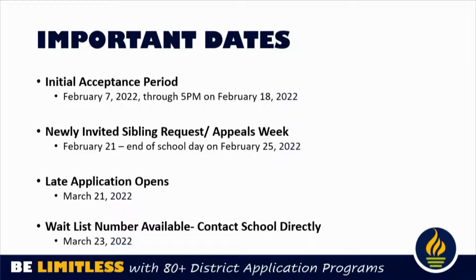The newly invited sibling week, or that appeals week, is February 21st through the end of the school day on February 25th. It's the only time you can claim a newly invited sibling request. The late application period, so maybe you didn't get into one of your choices and you'd like to apply for a different one, will open on March 21st. And then wait list numbers will become available on March 23rd. So you can call the school directly and find out what that wait list number is. And that'll give us time so any of the newly invited siblings or any appeals will be taken into account, and that'll give you a better idea of what that wait list number is going to be when they start to call off the wait list.